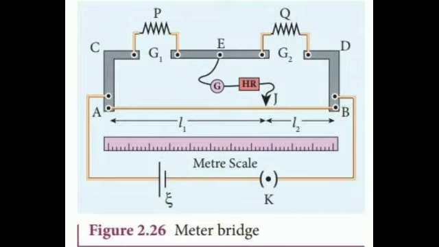A Leclanché cell and a key are connected across the ends of the bridge wire. The position of the jockey on the wire is adjusted so that the galvanometer shows zero deflection. Let the point be J. The lengths AJ and JB of the bridge wire now replace the resistances R and S of the Wheatstone bridge.